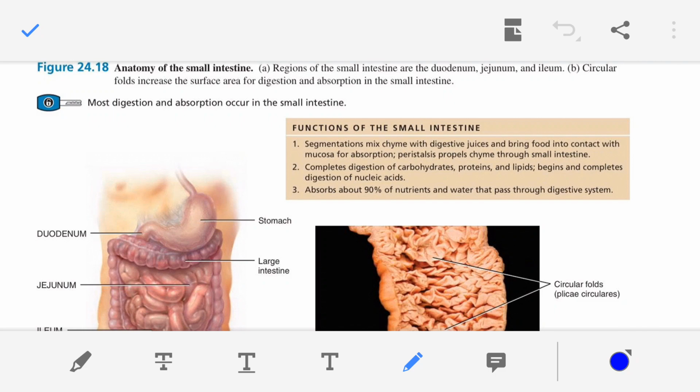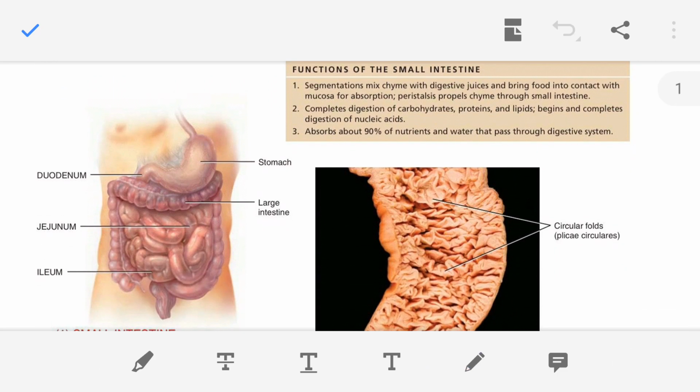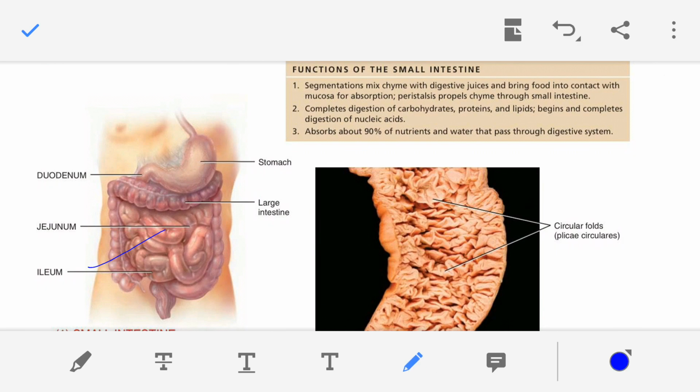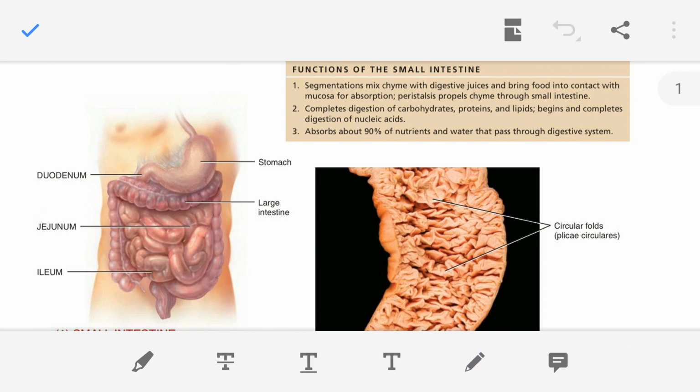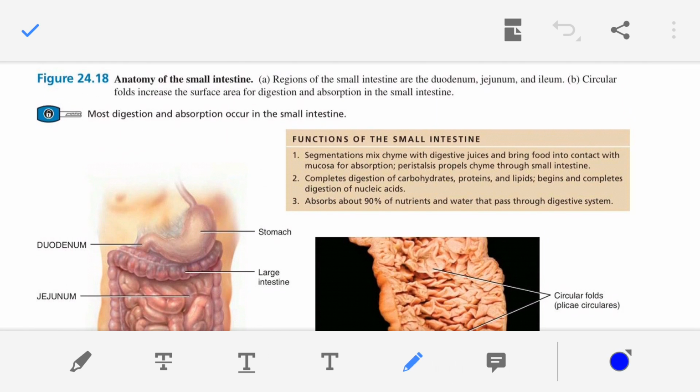I welcome you to the presentation lecture on anatomy of the small intestine. Now, as you can see on the screen, one figure that I am showing you. So, in the abdominal cavity, the small intestine is shown over here. And now we know that the small intestine is divided into three regions, that is the duodenum, jejunum, and the ileum. Okay, so these are the three regions or three parts of the small intestine.